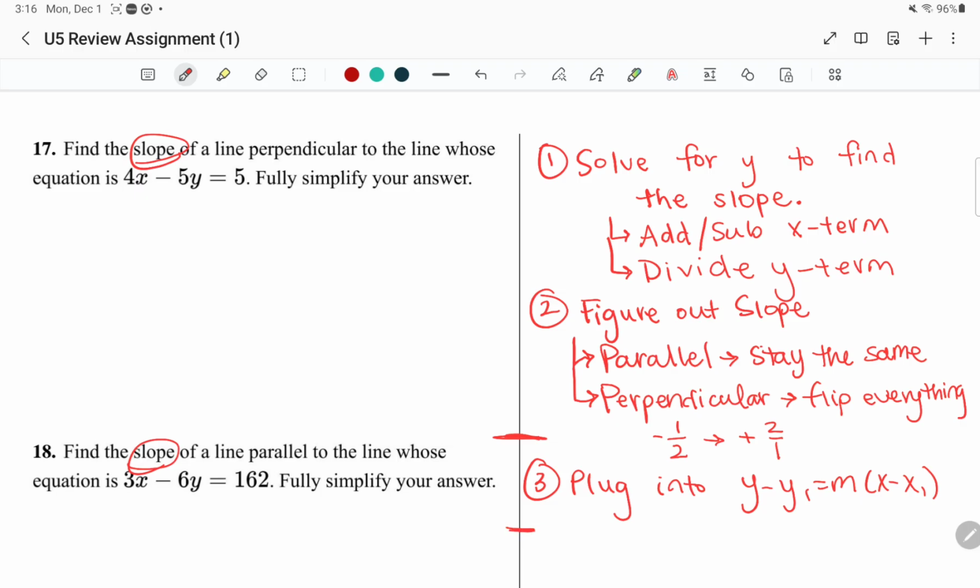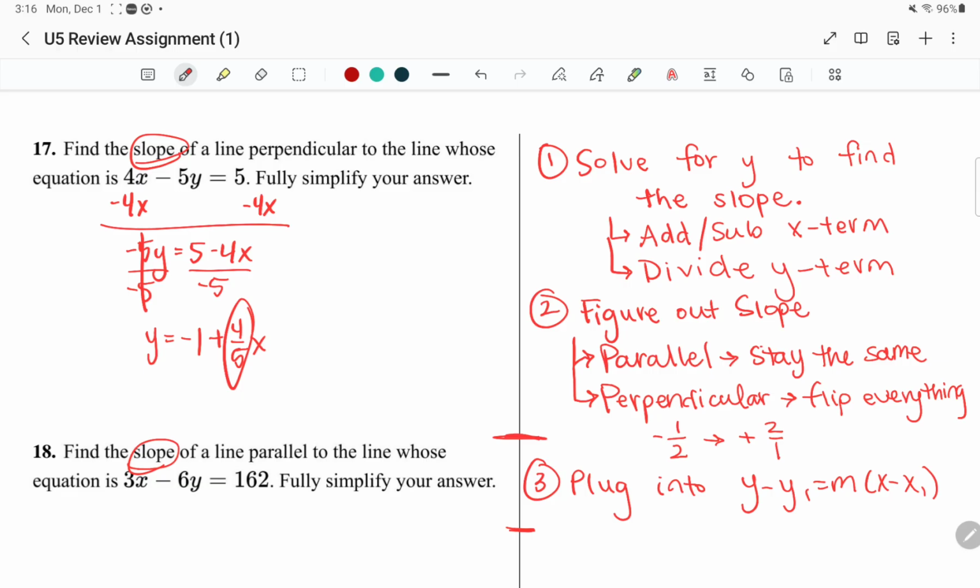Let's try it out. We need to solve for y because we need to be able to see the slope. So, subtract the x term. It's positive, which is why I subtracted it. Rewrite it all. Now divide the y term. Y equals 5 over negative 5 is negative 1, plus, because two negatives make a positive, 4/5 x. So that revealed my slope. My slope is 4 over 5.